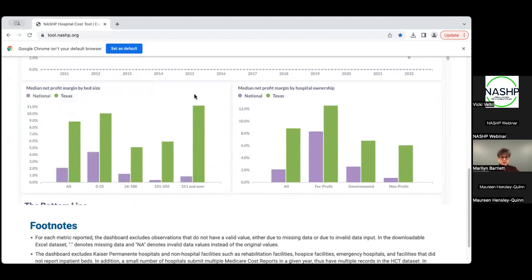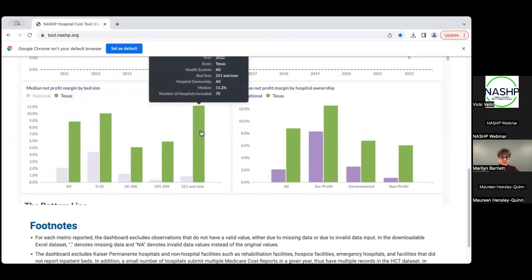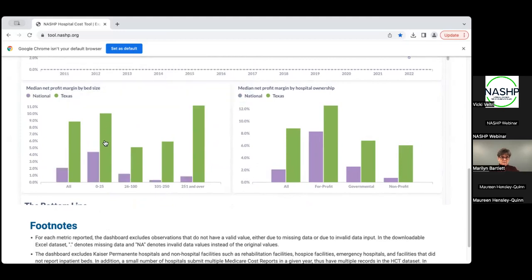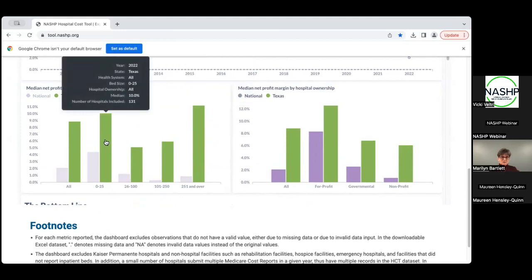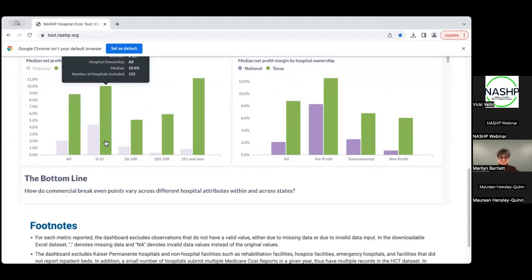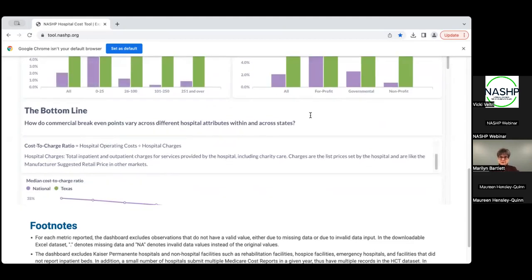Net profit margin, we have 11% on the larger hospitals. But this is interesting, even though we saw the costs, when we get to net profit margin for these critical access hospitals, a lot of times you're going to see government appropriations come in as other income. And I suspect that's what's going on here, is that you're going to see that they're bringing in other income in that realm. So what happens next?